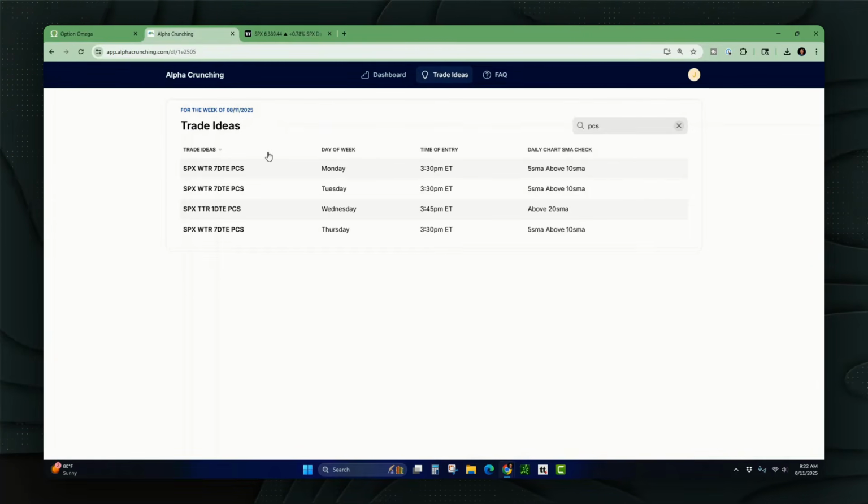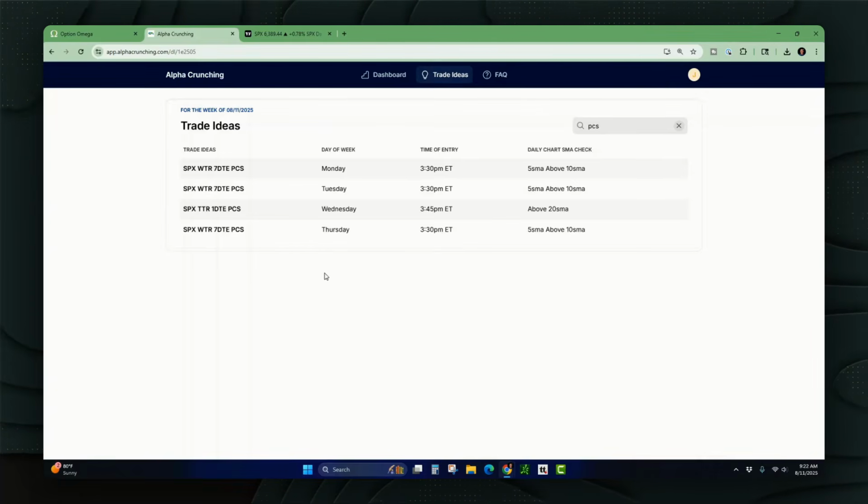It's Monday. There are 4 trades on the Trade Ideas tab. Each one of these trades is a credit spread. There's actually a total of 9 possible credit spread trades that could show up here each week. But this week we only have 4 so far. I'm kind of expecting, depending on how today goes, we might end up with a 5th trade. But for right now, we have 4 trades.